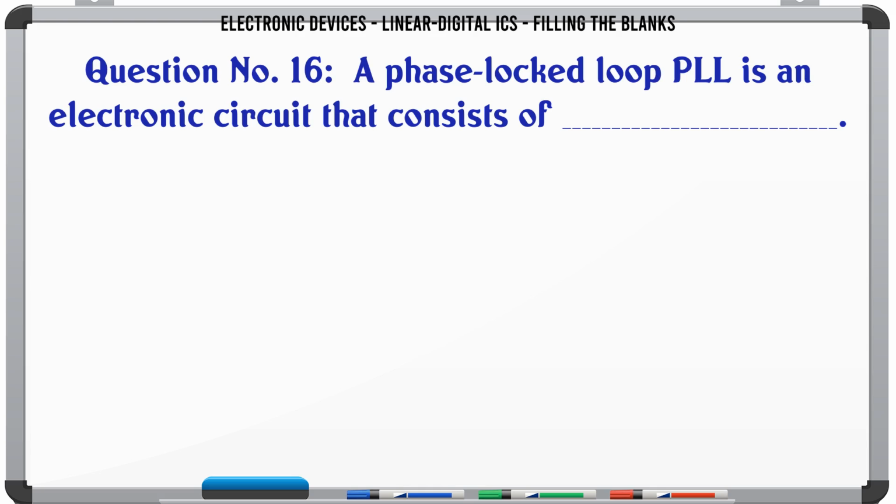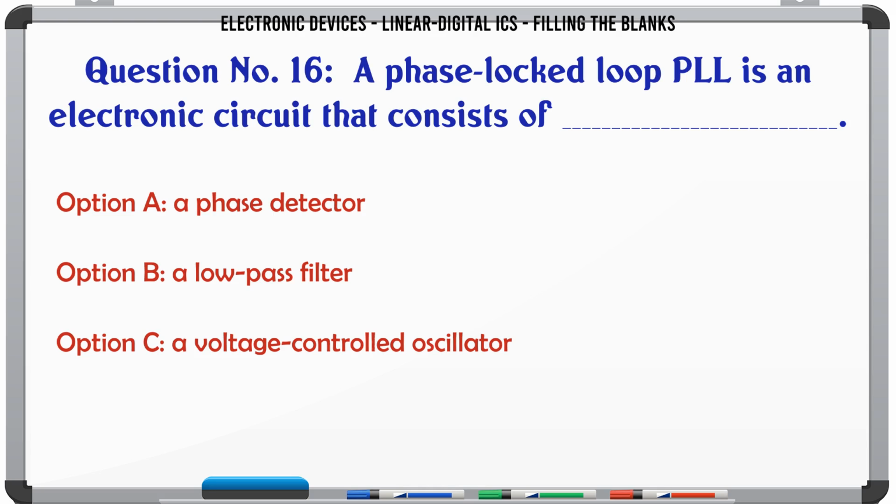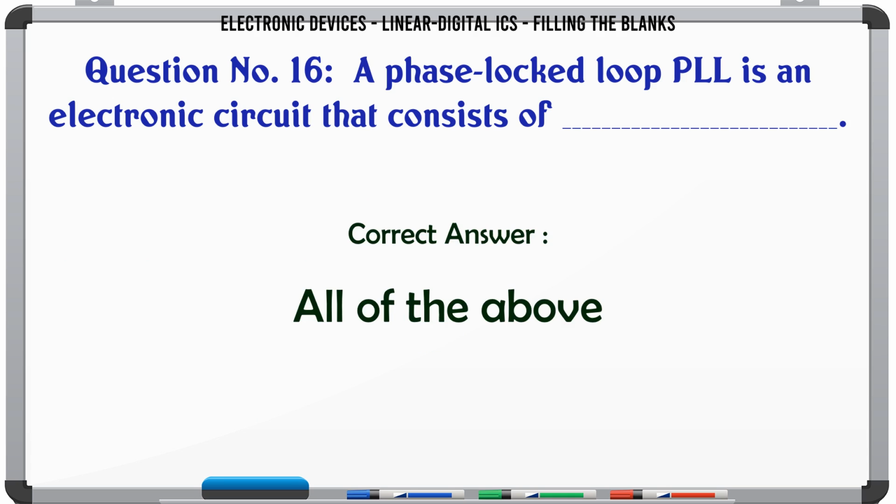A phase-locked loop (PLL) is an electronic circuit that consists of: A, a phase detector; B, a low-pass filter; C, a voltage-controlled oscillator; D, all of the above. The correct answer is all of the above.